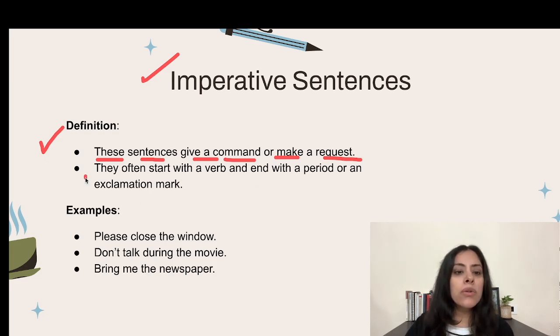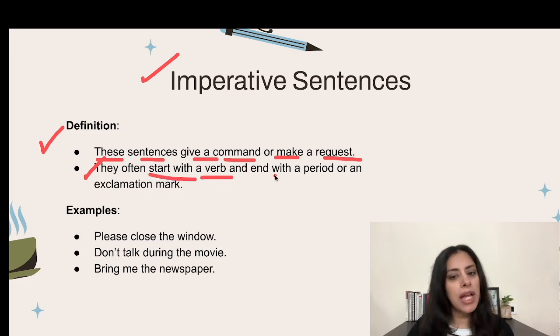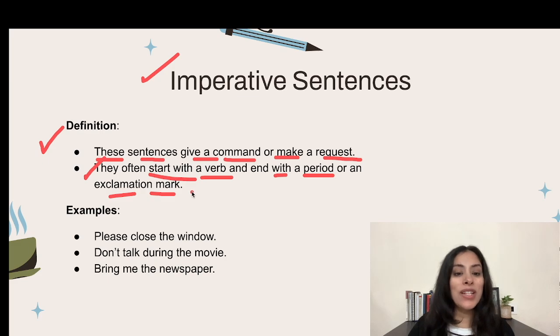They often start with a verb and end with a period or an exclamation mark. This is something which we will study in the next slide as well. An exclamation mark can again be a tricky point for you to differentiate between the sentences. But let's stick to imperative for this one.